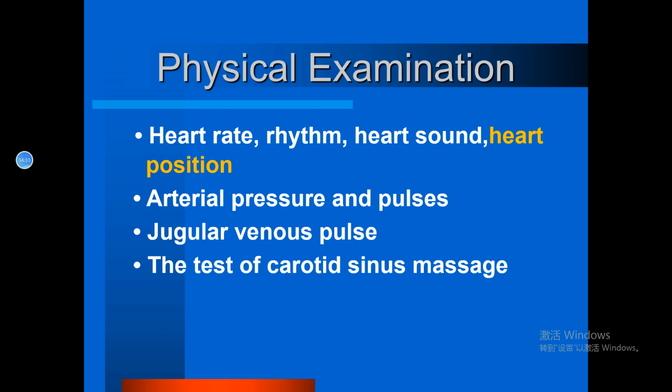And a physical examination includes what the heart rate is, what the rhythm is, what the heart sounds are, and even the heart position. And we should measure the arterial pressure for the patient. We also check the jugular venous pulse and also test carotid sinus massage, right? Because this massage can slow down some kinds of arrhythmia, like supraventricular tachycardia, but it cannot slow down a ventricular tachycardia. So this physical examination is also important for us to diagnose this ECG.